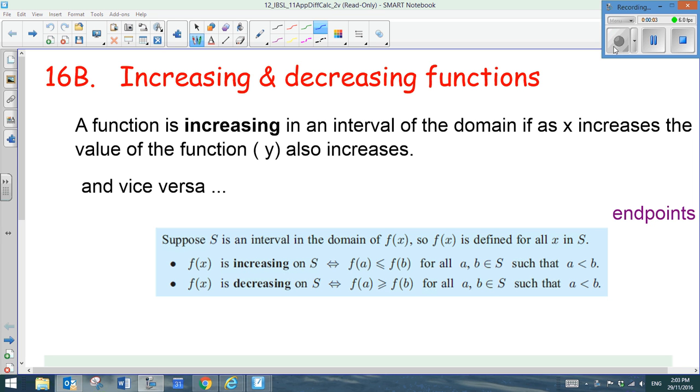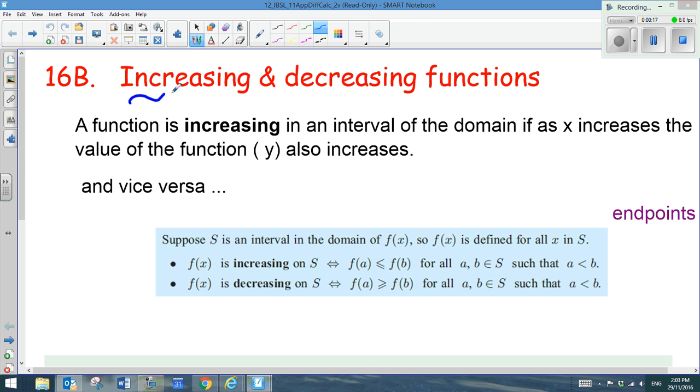Hello, IB. We're looking at 16b, which is how do we decide whether a function is increasing or decreasing, or possibly doing a combination of both if it increases and decreases along the entire domain. What we describe as increasing is: as x increases, does y also increase? Or decreasing: as x increases, so as you're looking from left to right, does the y value decrease? So does it go down?